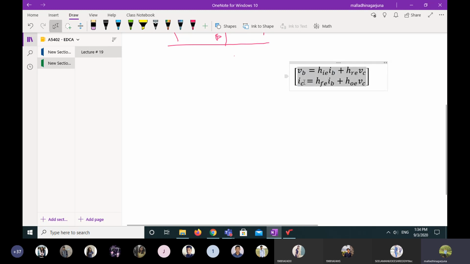Similarly, IC current is equal to HFE IB, which is one leaving current, and HOE into VC, which is another leaving current. The total leaving current is equal to the entering current, which is IC. Okay, so for that, you can draw the circuit like this. So first, the input is what? HIE is the input impedance, no? Say HIE. And so I'm drawing like this.